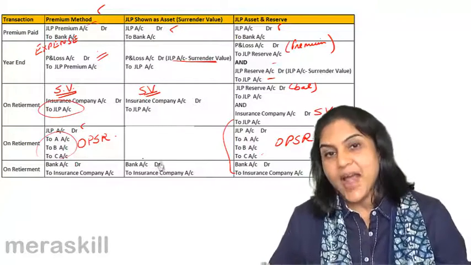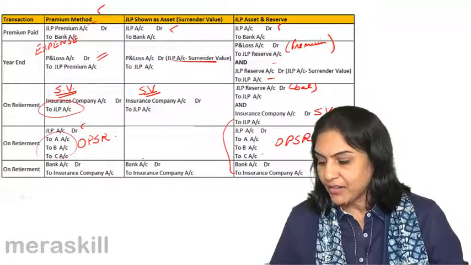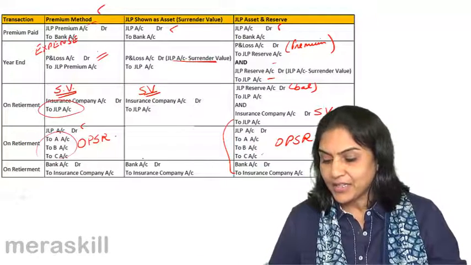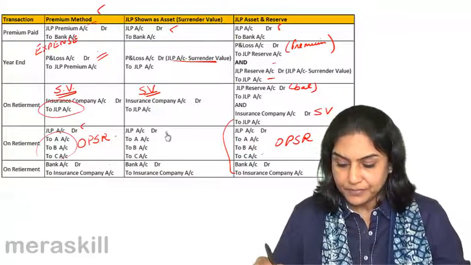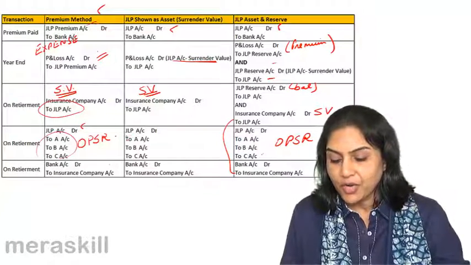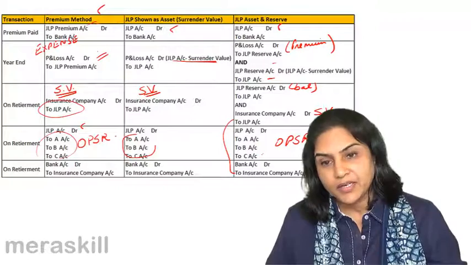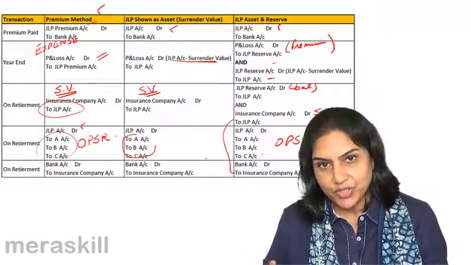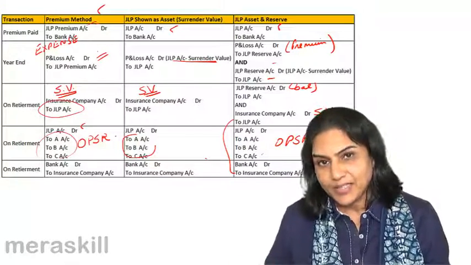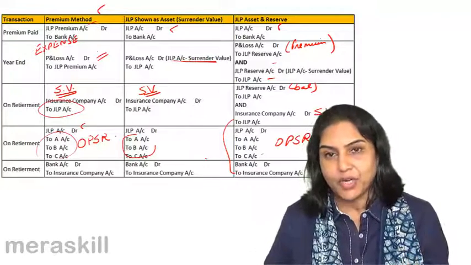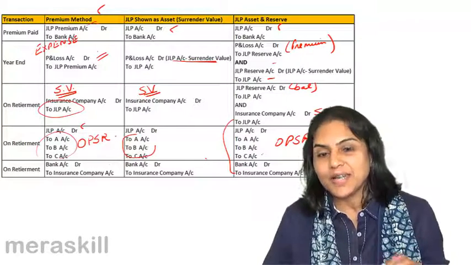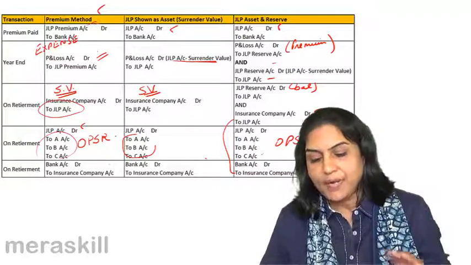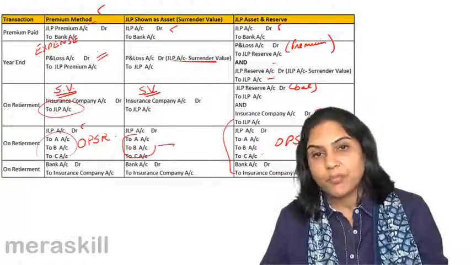If that be the case, and if there is a balance in the joint life policy account after we pass these accounting entries, it is best we close the account by transfer to the old partners in the old profit sharing ratio. If the amount received is exactly equal to the surrender value, there will be no balance in the JLP account, in the joint life policy account. However, if the amount received is slightly more than the surrender value, then the balance in the joint life policy account will be transferred to the old partners in the old profit sharing ratio.